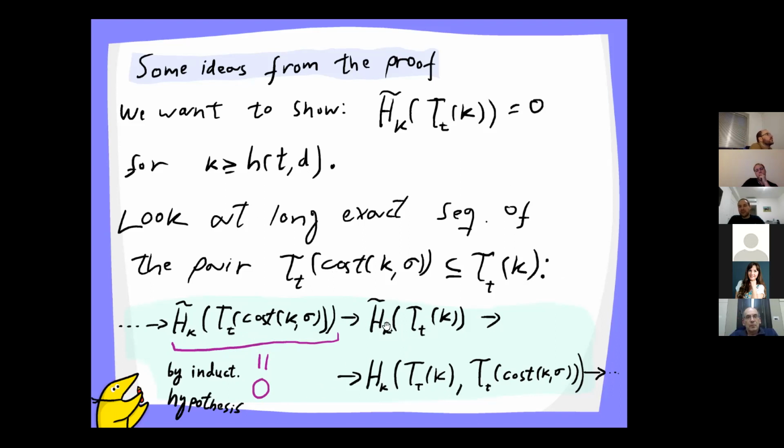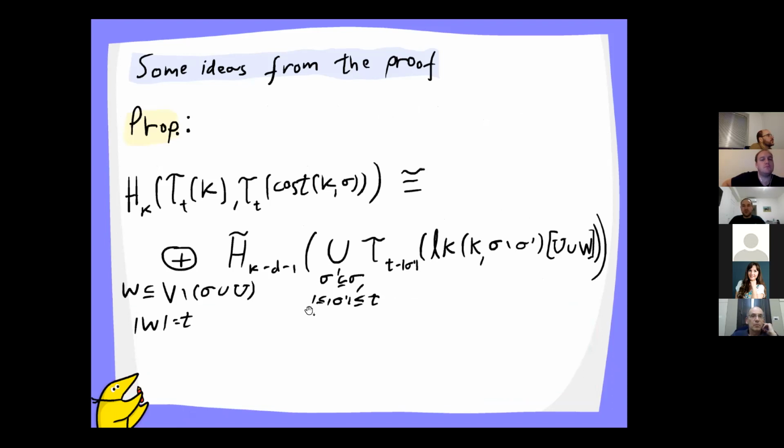Therefore, in order to show that this is 0, it is enough to prove that the relative homology is 0 for k larger than this number. Okay, and in order to do that, we need to understand how this relative homology group looks. And we prove the following formula. So we show that this relative homology is isomorphic to this.